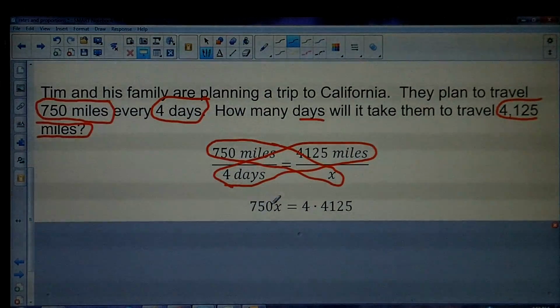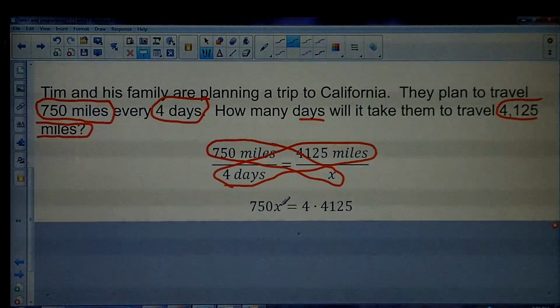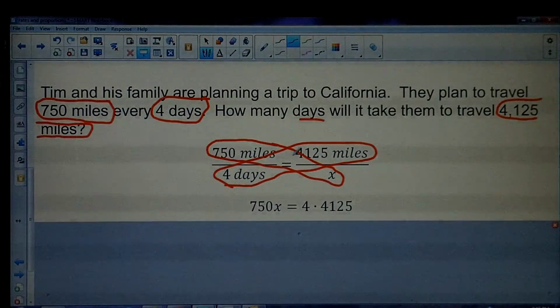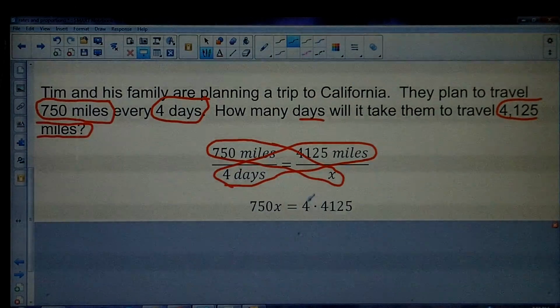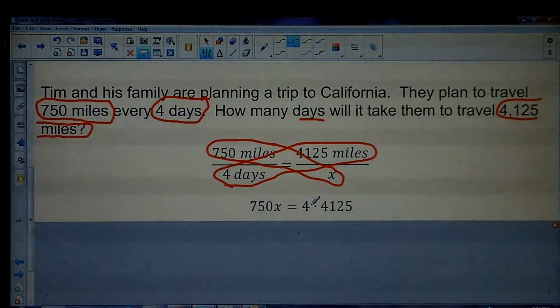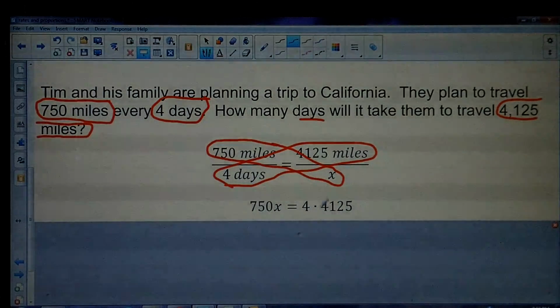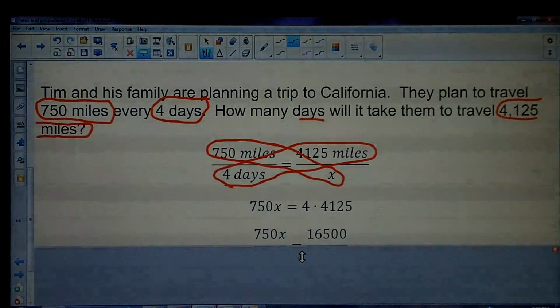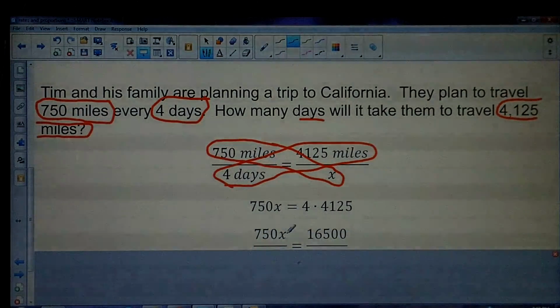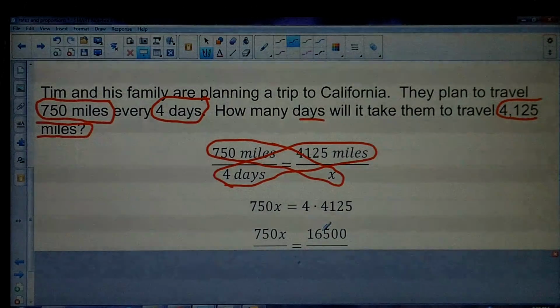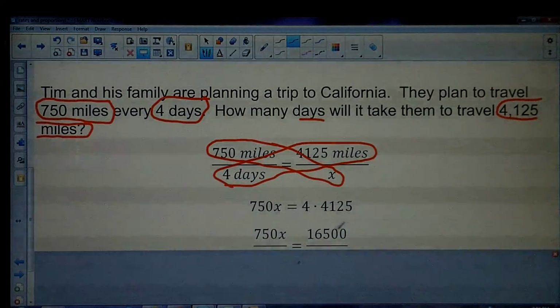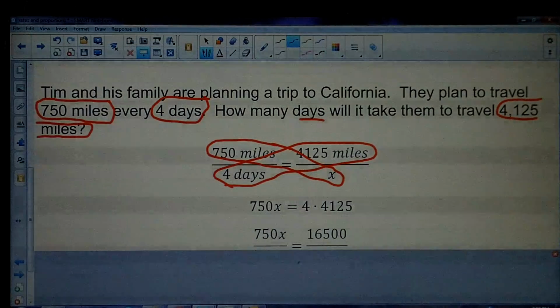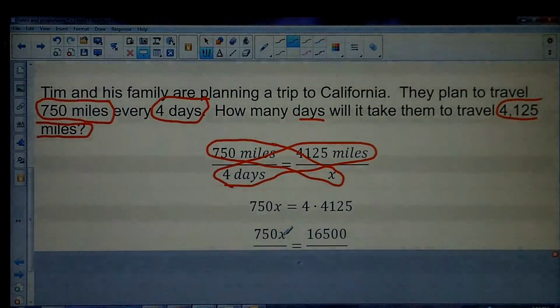So I've got 750 times x, we write that as 750x, 4 times 4,125. And remember, it doesn't matter if you write the 4 first or the 4,125 first, because when we multiply, order doesn't matter there. And I get 750x equals 16,500. Now I don't want to know what 750x is, I want to know what just x is.